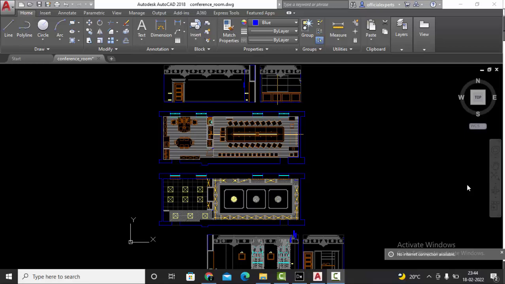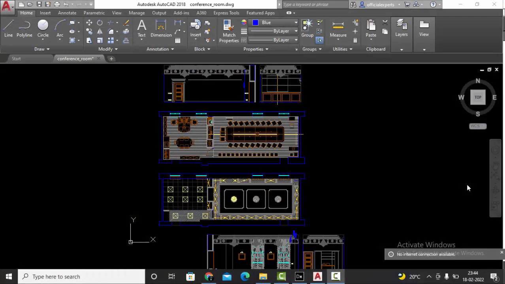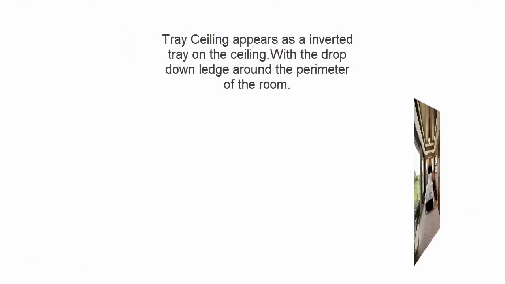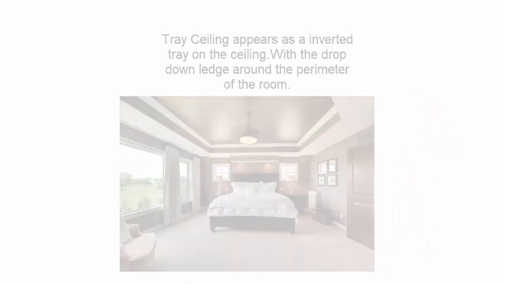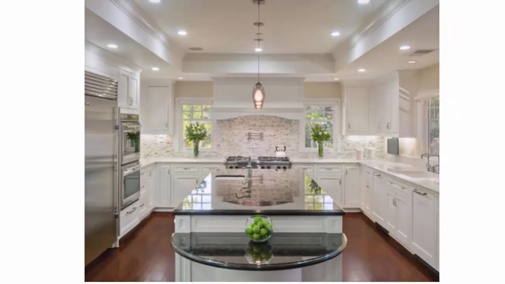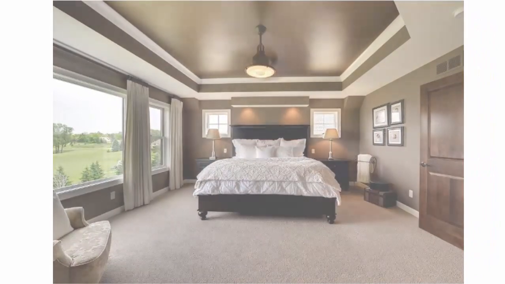So today in this video we'll be learning about construction of a tray ceiling or multi-level ceiling. So what is a tray ceiling? Basically, a tray ceiling appears as an inverted tray on the ceiling with a drop-down ledge around the perimeter of the room. It creates the perception of higher ceilings. A tray ceiling adds depth and interest to a room. It can be simple or ornate.